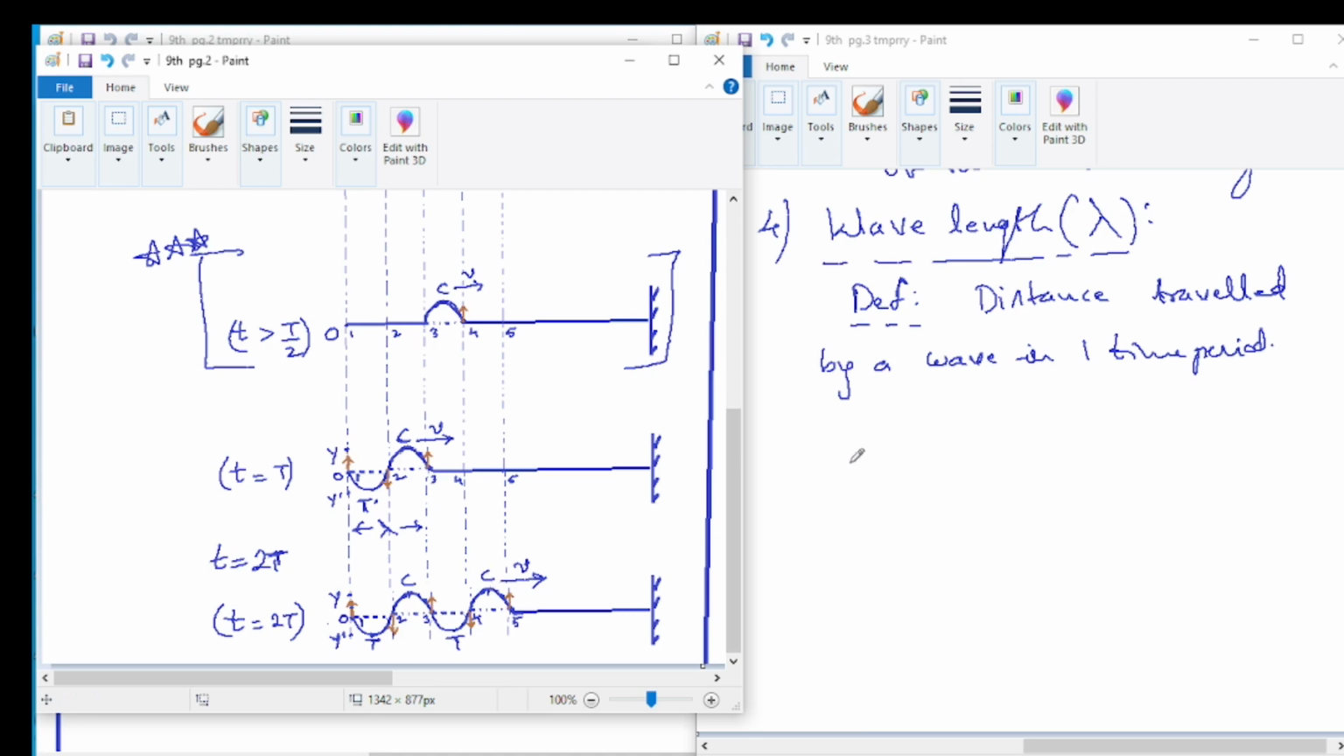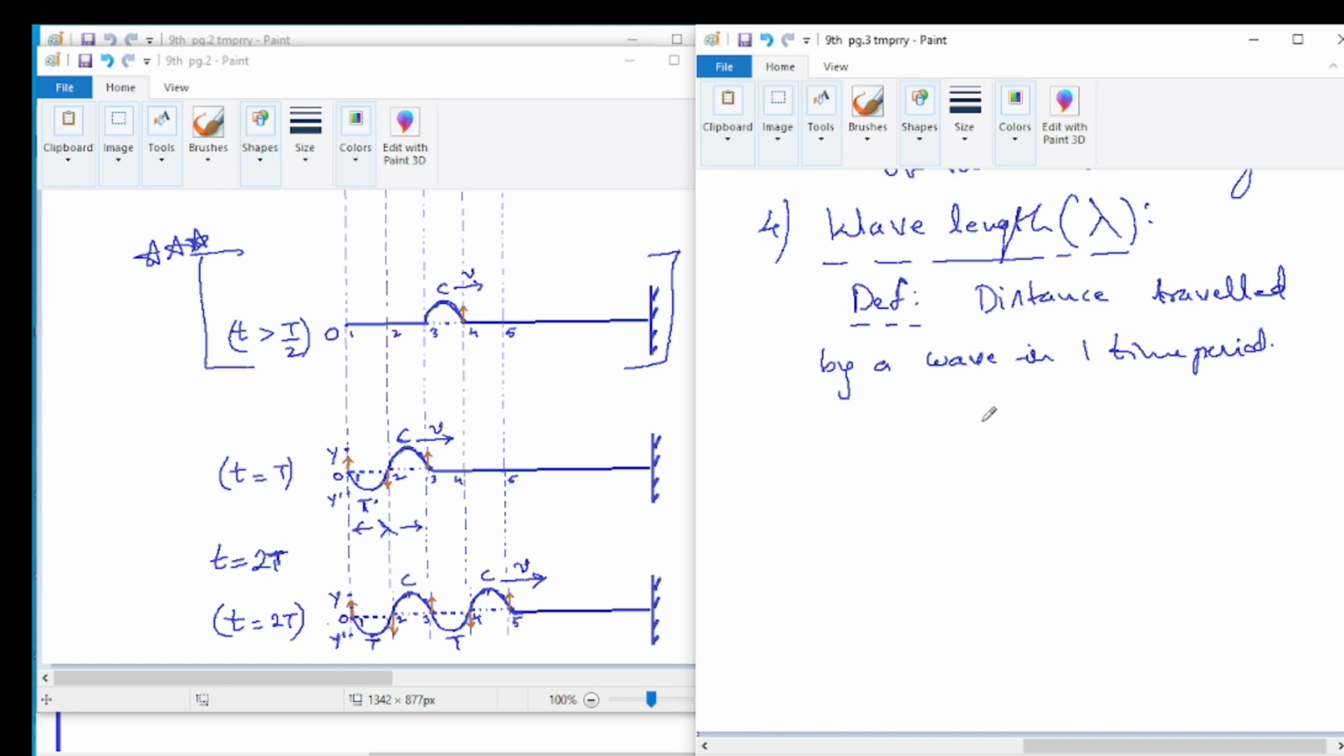This word phase is very important. Just remember this. I will not be keeping this word written, I'll remove it immediately next, but just remember the word phase. Phase is what? A state of vibration. How are the states of vibration here? Exactly similar states of vibration. So such two particles are said to be in phase.